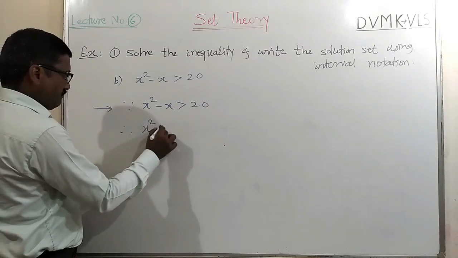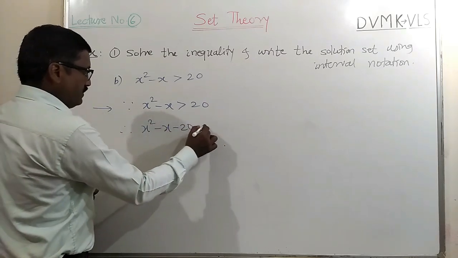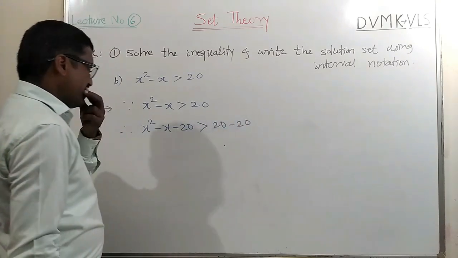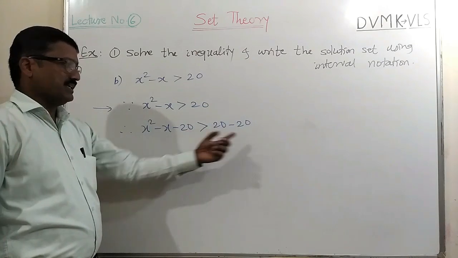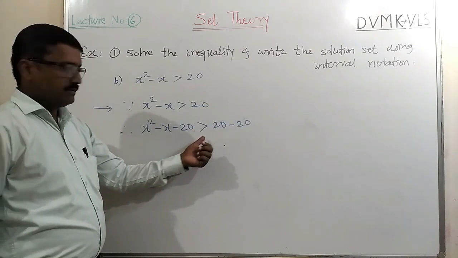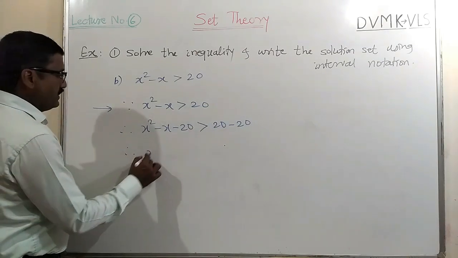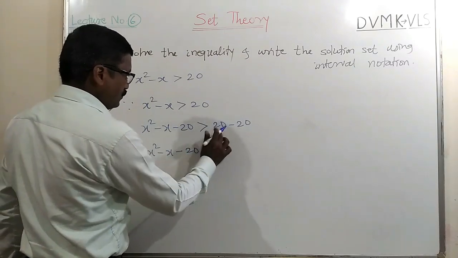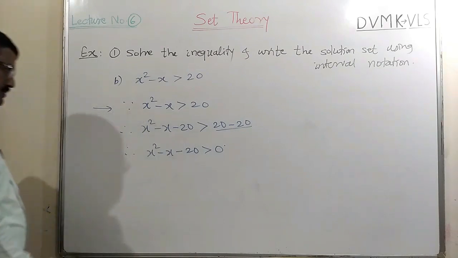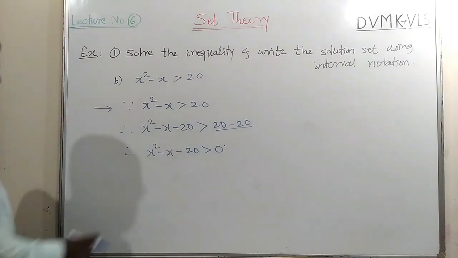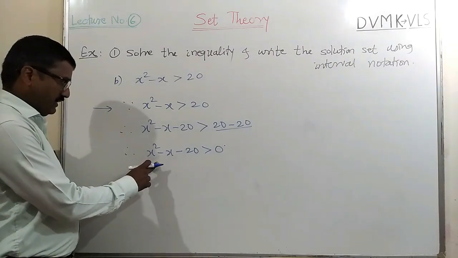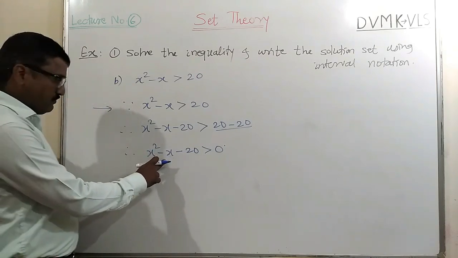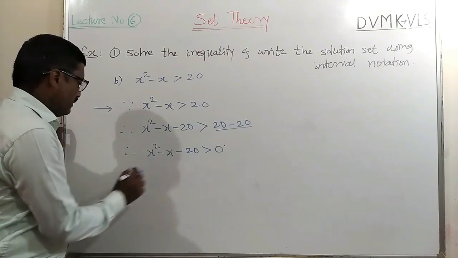Therefore we get x square minus x minus 20 greater than 20 minus 20. As we are subtracting 20 from both sides, there is no change in the inequality. Therefore we get x square minus x minus 20 is greater than 0. Here this gives us 0 on the right. Now let us find the factors of this, where we want minus 1 as the sum and product as minus 20.